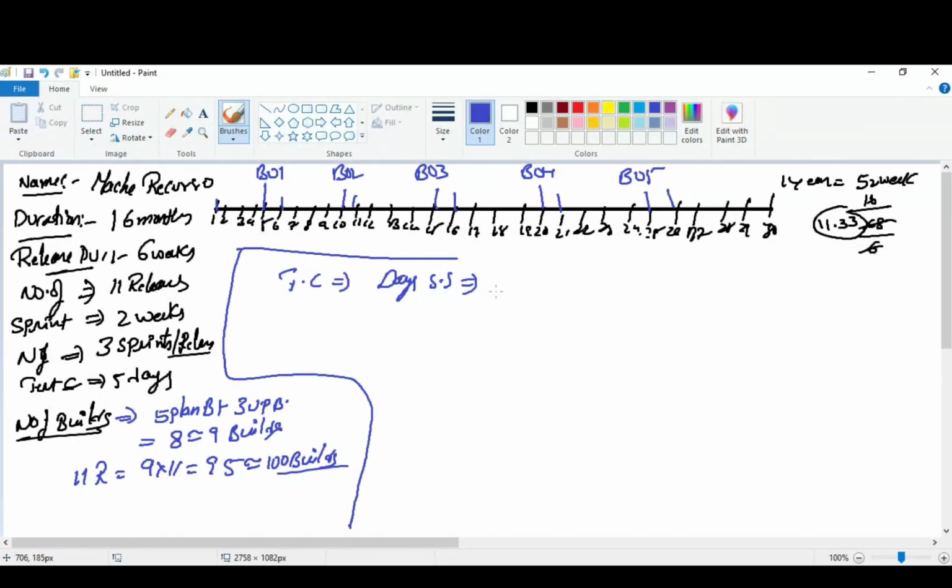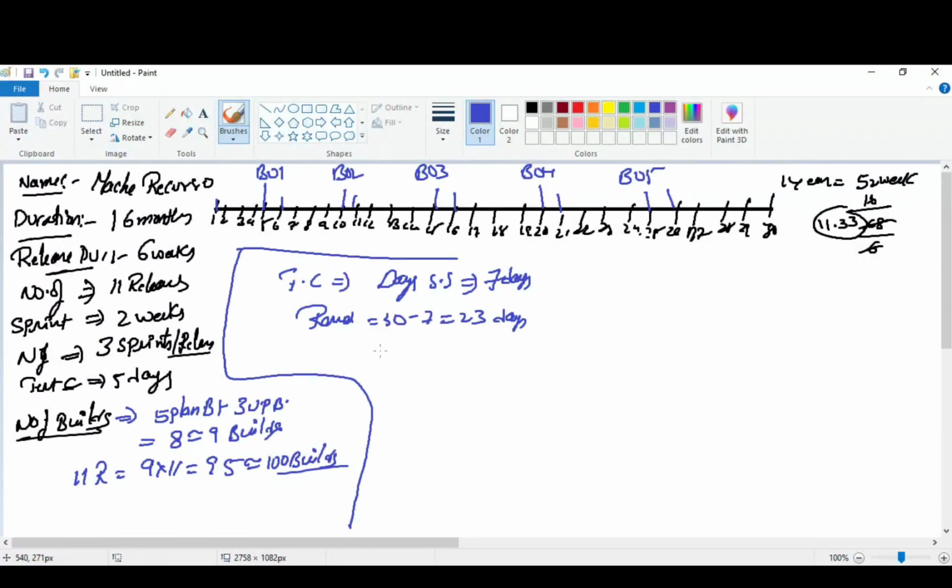So total how many days for system study? I want a reply from everyone. 6 days for planning meetings and 1 day extra, total 7 days. Now remaining days, how many? Remaining 30 minus 7, 23 days.